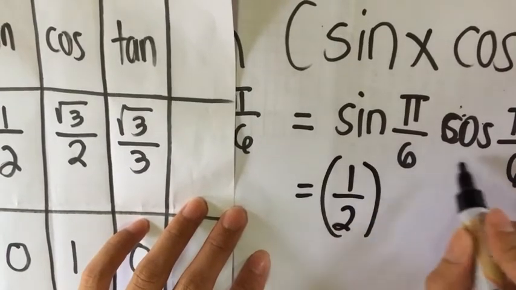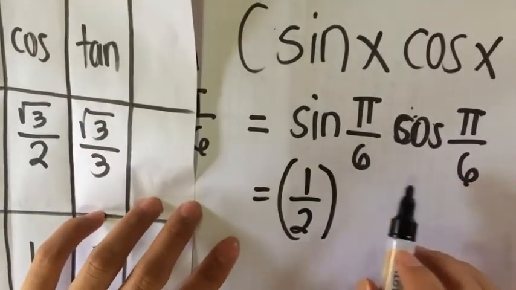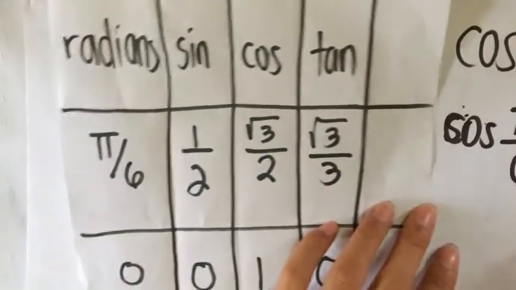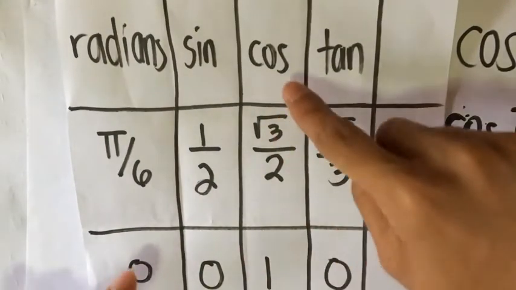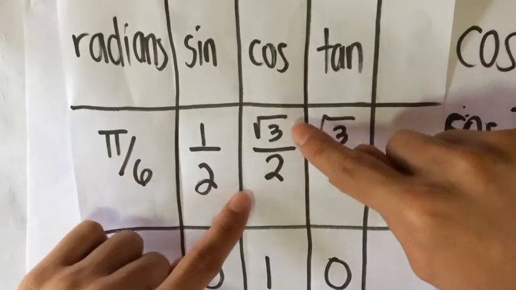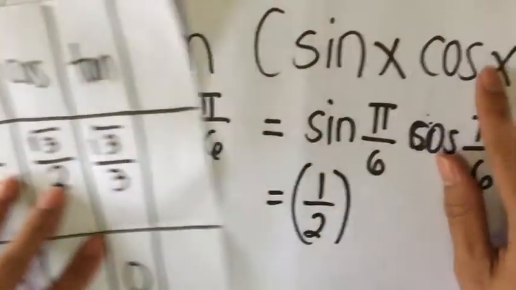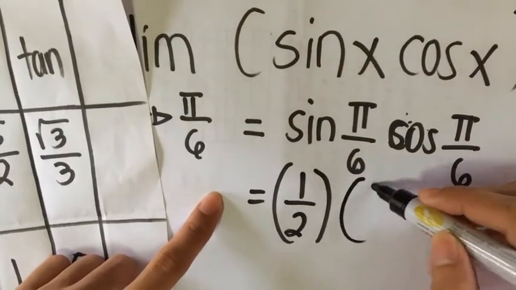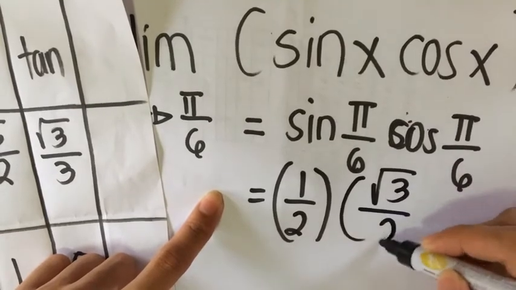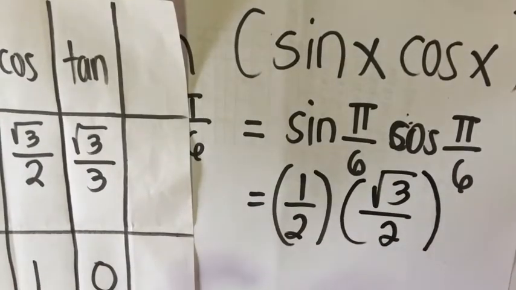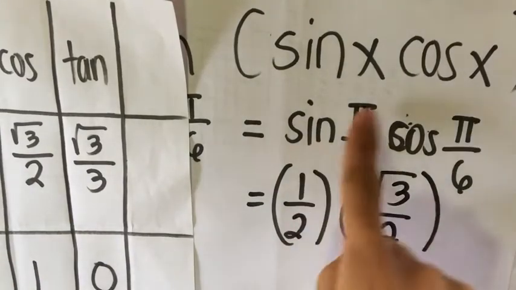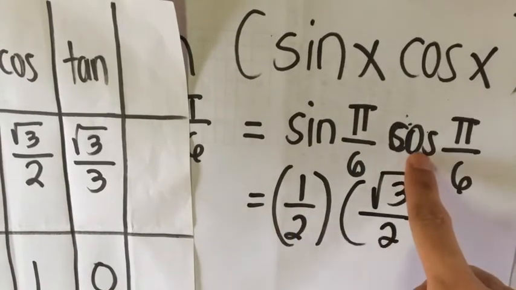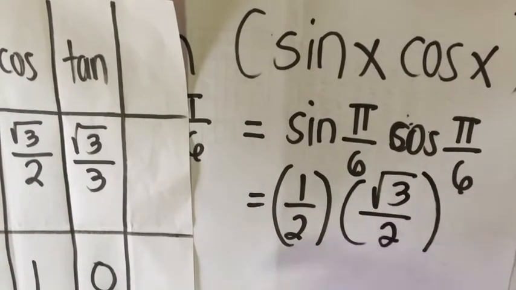Then you have to multiply that by the value of cosine pi over 6. Let's go back to the table. Cosine pi over 6 is square root of 3 over 2. So you have to multiply that one, square root of 3 over 2. So the exact value of sine pi over 6 is 1/2, and cosine pi over 6 is square root of 3 over 2.